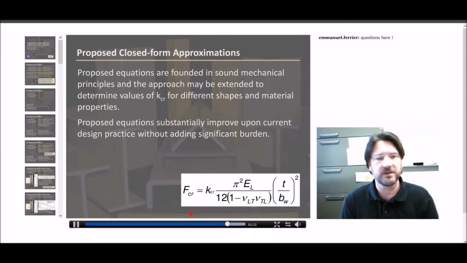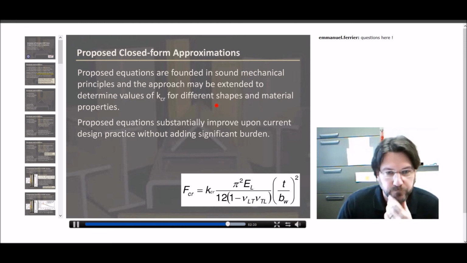All the equations are based on mechanical principles. There's not an empirical value, not an experimental value placed in them. They do require calibration for an individual section, and so manufacturers are going to have to essentially tell us what their K critical values are, and this is consistent with other code provisions that we've seen in the FRP world.